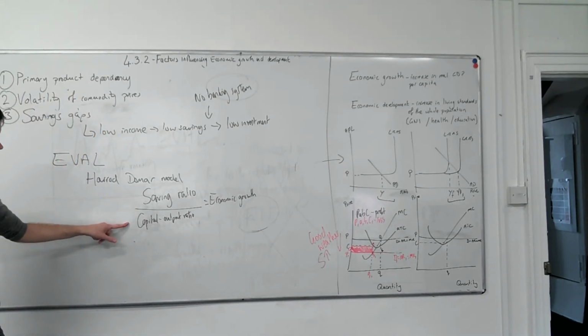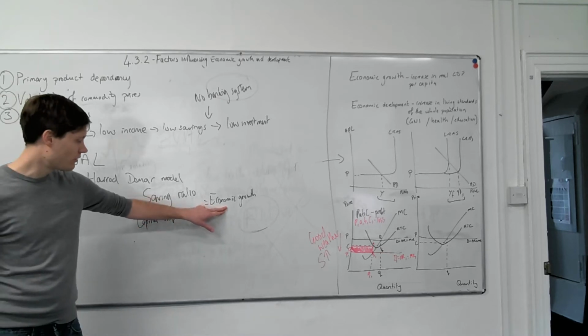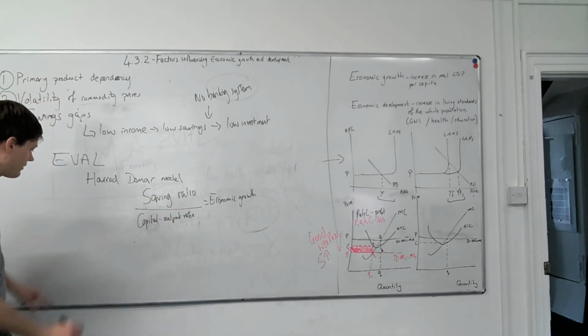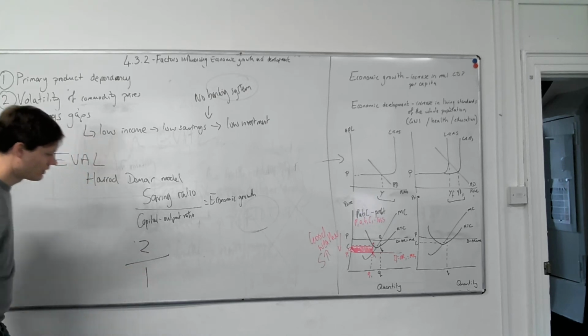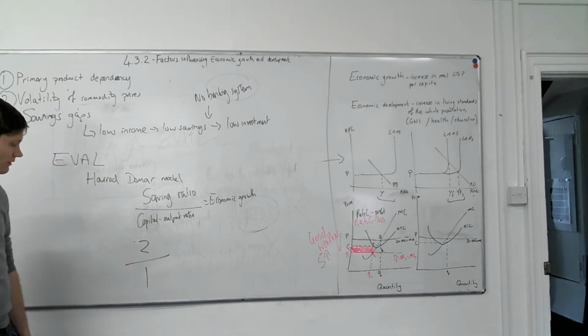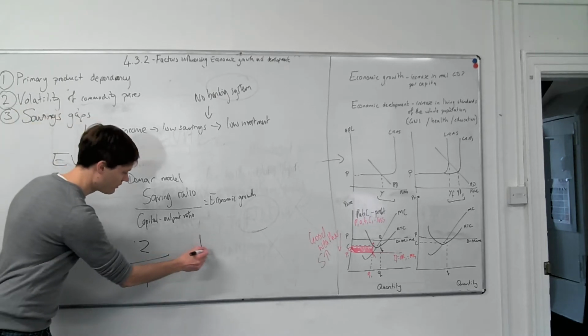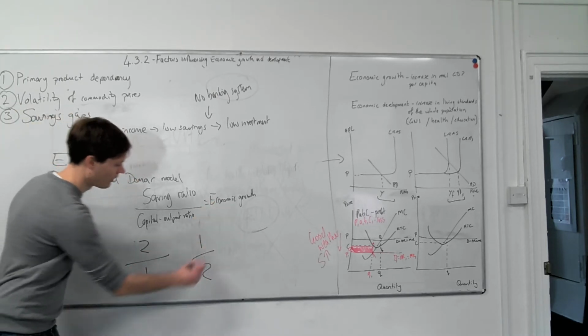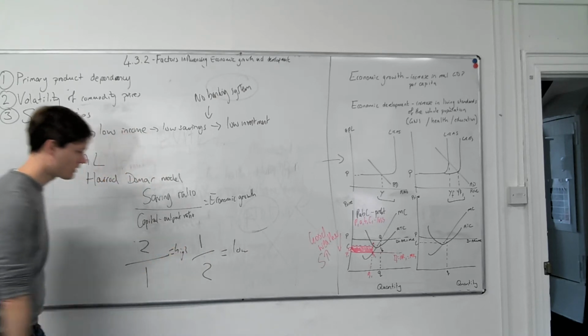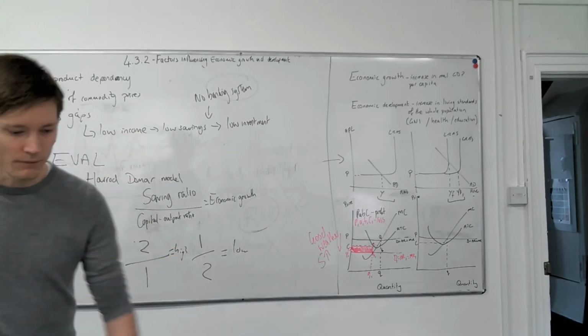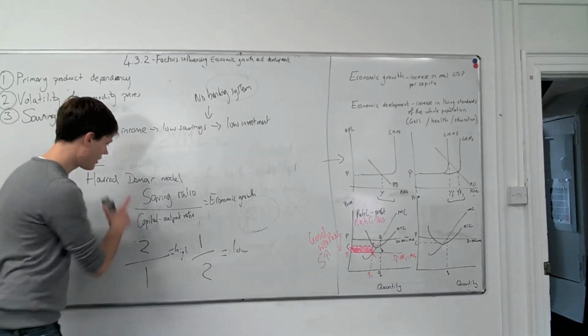So if I want high economic growth, I could have, say, a savings ratio of 2, a capital output ratio of 1, creating higher levels of economic growth. If I had it the other way around, 1 over 2, my economic growth would be low. Okay, so we're looking for high at the top, low at the bottom.